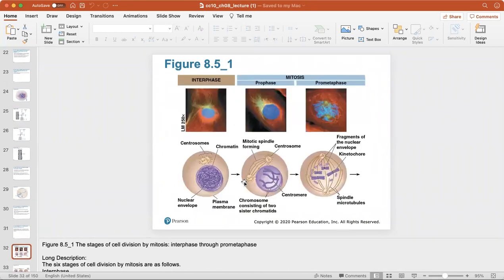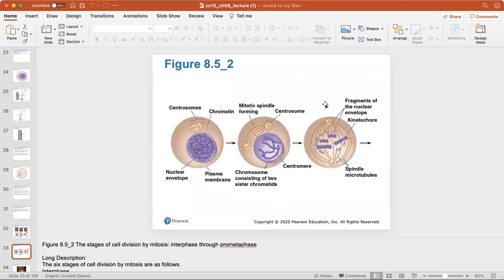So here's a look at the stages of cell division by mitosis. Interphase is the normal phase of the cell. And then in the mitosis phase, we're going to start to get through. The first phase is prophase, and then the next phase is prometaphase.